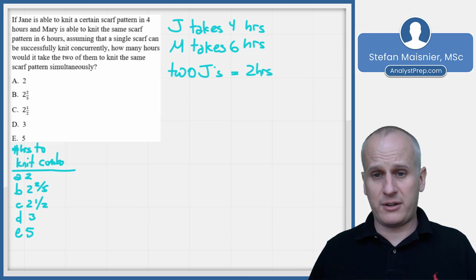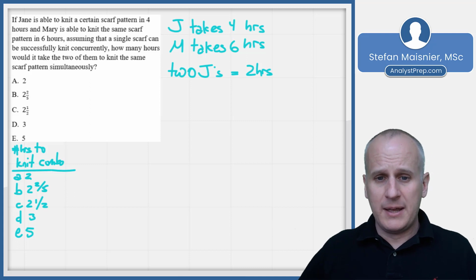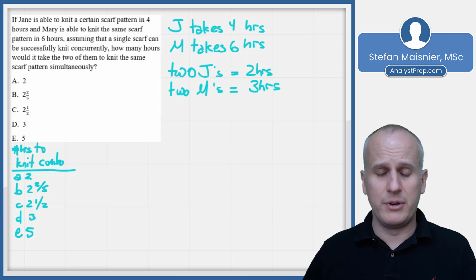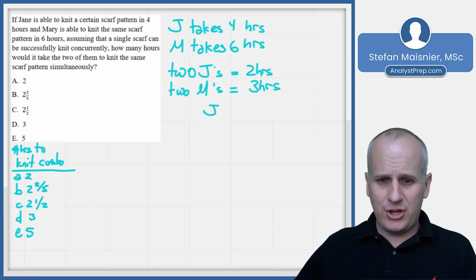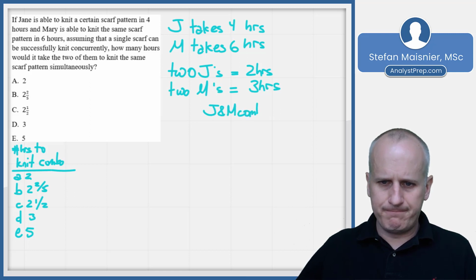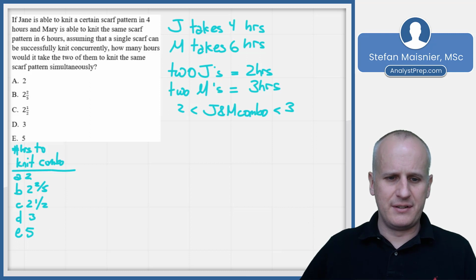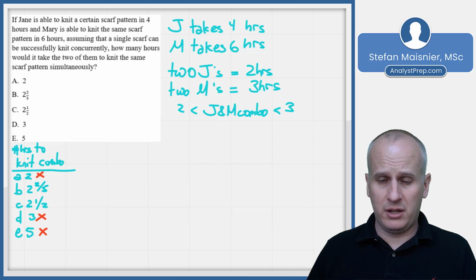hours. Logically, because you're like, okay, I double the amount of people, I'm going to halve the amount of time. And if we had 2 M's, or Marys, that would take 3 hours, which would be half of the 6 that Mary takes alone. So we know that the J and M combo has to be between 2 and 3 hours, just based on some simple logic. So that allows us to basically get down to B or C on that level alone. And remember, always be looking for logical estimation and evaluation opportunities at every step of every problem.